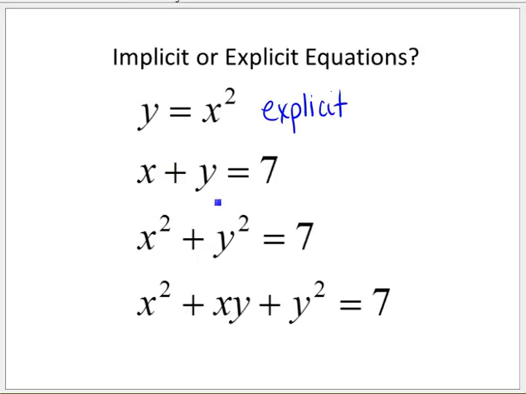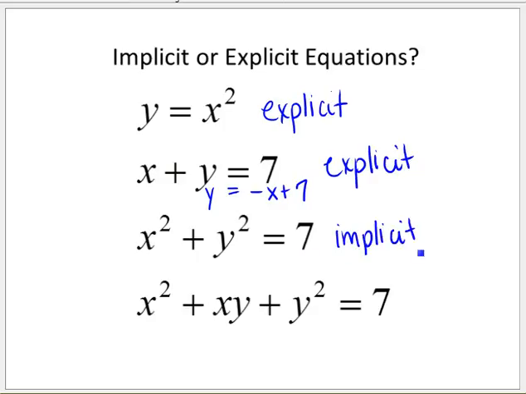This one right here is of a line. It is also, if I go ahead and solve for y, explicit. On this next equation, I can solve for y, but I'd have to square root both sides. And this is also not a function, so this is considered implicit, as well as this last one. It'd be very difficult to solve for y. It's not a function, it's implicit.